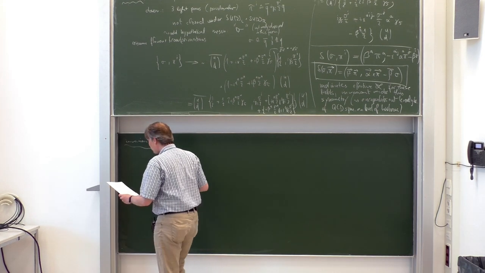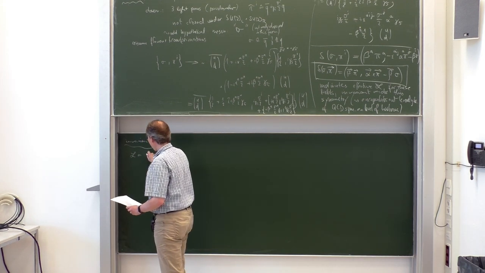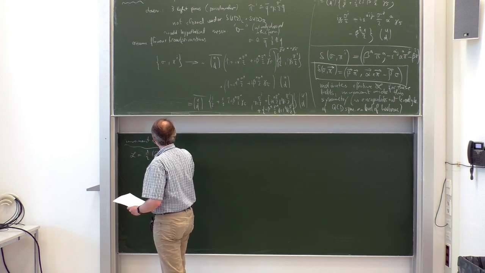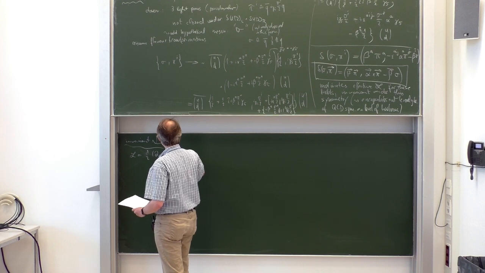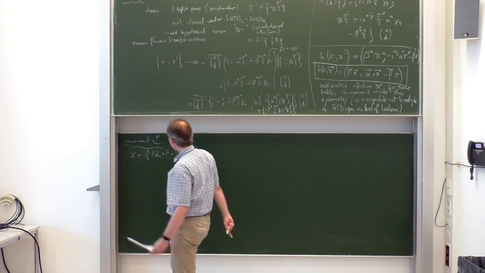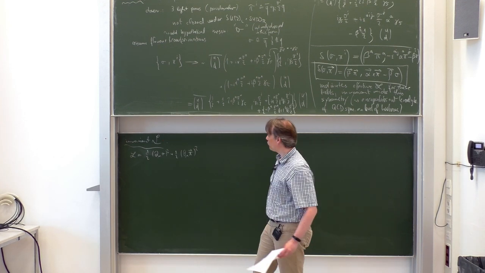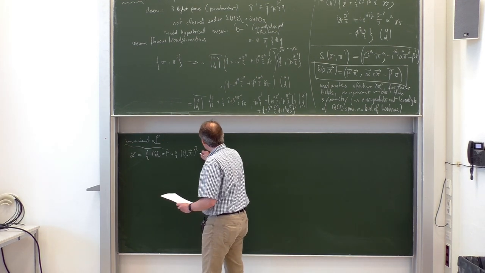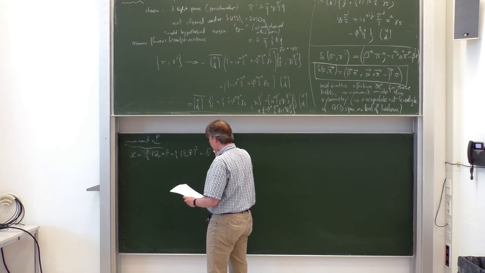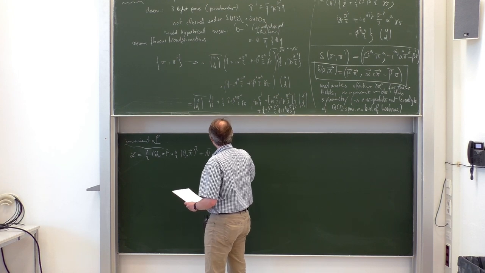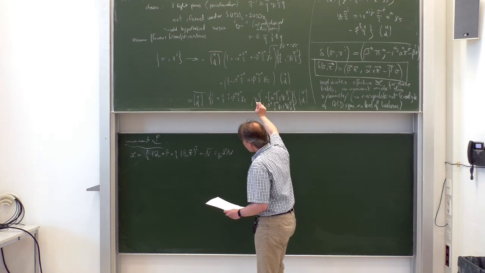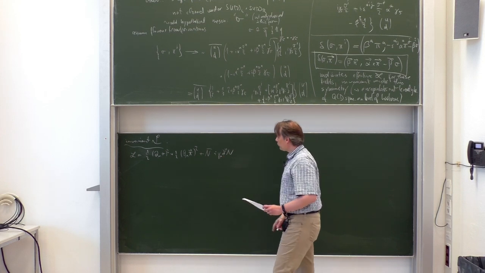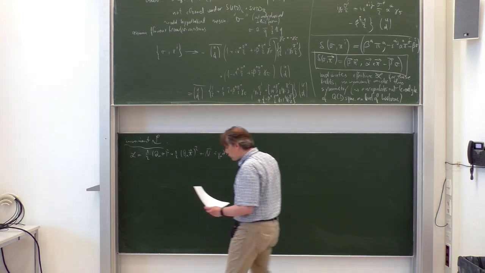So the invariant Lagrangian looks like this. L is equal to 1/2 (d_mu sigma) squared plus 1/2 (d_mu pi) squared. So these are four kinetic terms for all our mesons. Then we have a kinetic term for the nucleons, n bar i gamma^mu d_mu n, without covariant derivative because there is no gauge interaction in this theory.